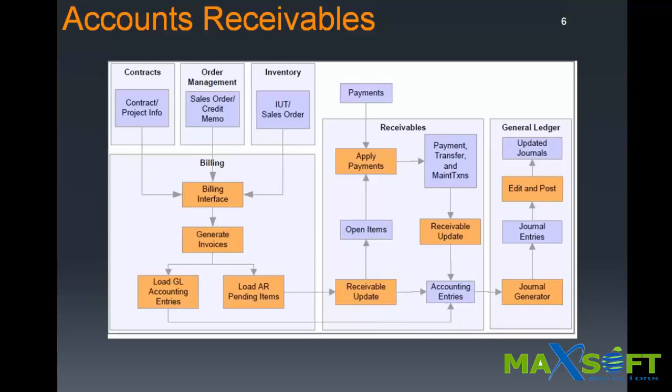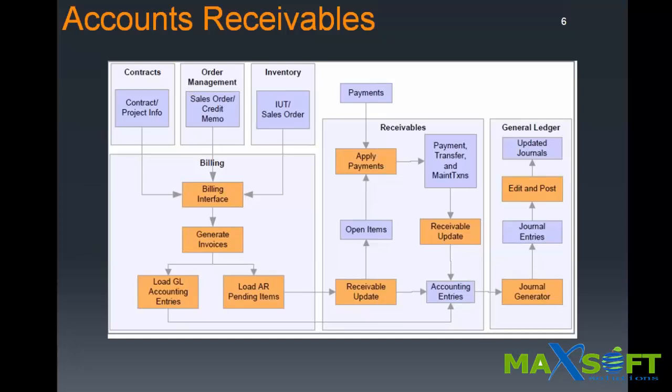Next is how this accounts receivable is integrated with our system. We get input from contracts, order management, and so on. First they will enter into billing, and billing interface tables will be there. From the billing interface tables, they will get generated as an invoice, which means they will go to the customers. After that, invoice entries and the pending items will be generated. I will show you all these steps in billing. We will discuss what an interface is and what a generated invoice is.